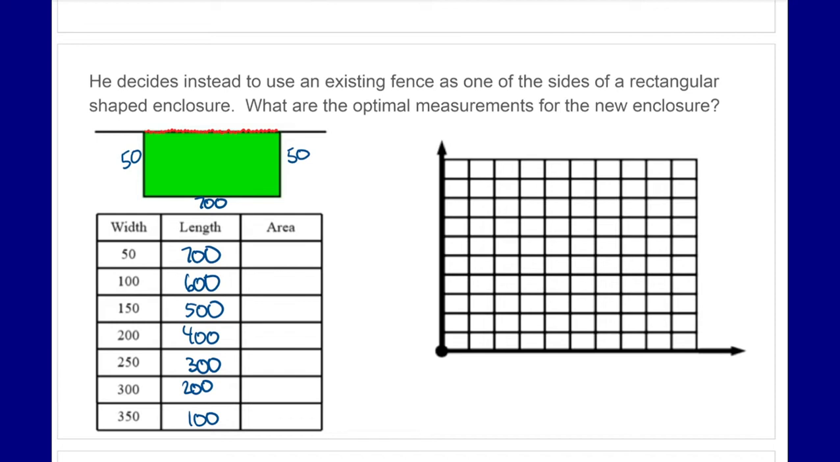Now we need to figure out, based on this, what areas we would have. Well, 50 times 700, 35,000. 100 times 600, 60,000. 150 times 500, 75,000. 200 times 400, 80,000. 250 times 300, 75,000. 300 times 200, 60,000. 350 times 100, 35,000. So by looking at this table, we can figure out which dimensions would give us the ideal or the largest area. If we weren't too sure, we could graph that as well.